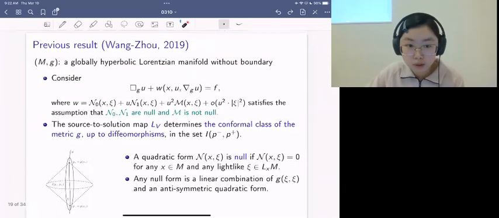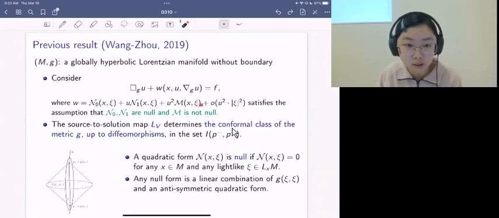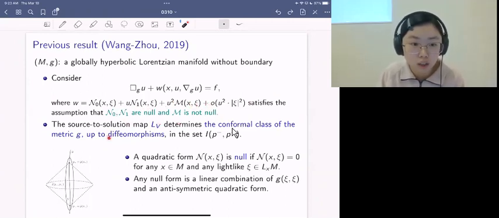Let's see some previous results. This type of equation has been studied in the work by Wang and Zhou in 2019 in a Lorentz manifold without boundary. They showed that if we assume N0 and N1 are null forms and m is non-null, then the source-to-solution map will determine the conformal class of the metric up to diffeomorphisms in the diamond set.